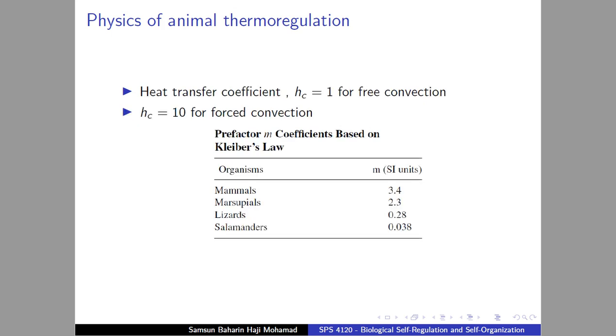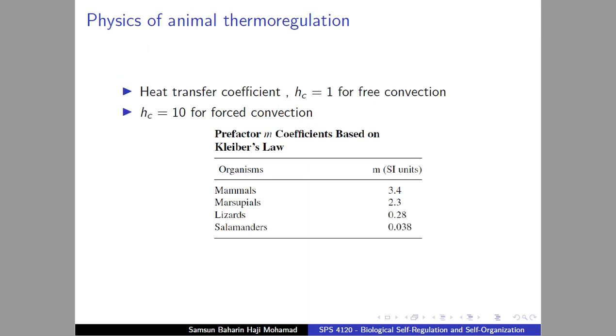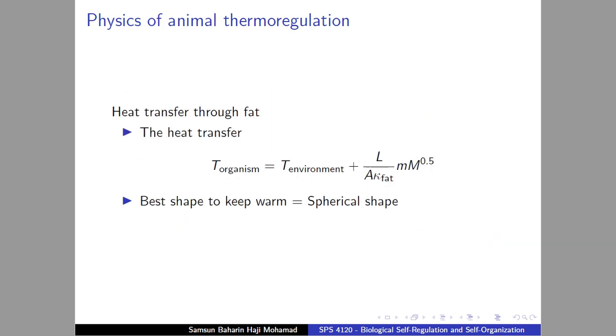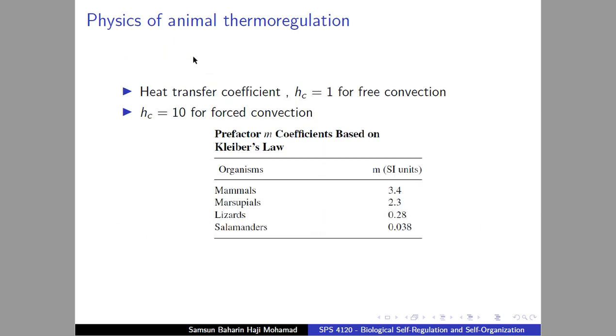Okay, so like we saw before, these are 3.4 for any mammal. So these are the prefactor values for animals in our work. Marsupial 2.3, lizard 0.28, salamander 0.038. If we see 0.038 here, the salamander will try to adjust the heat temperature more rapidly.